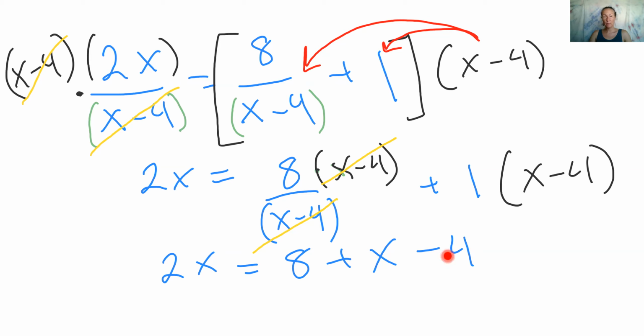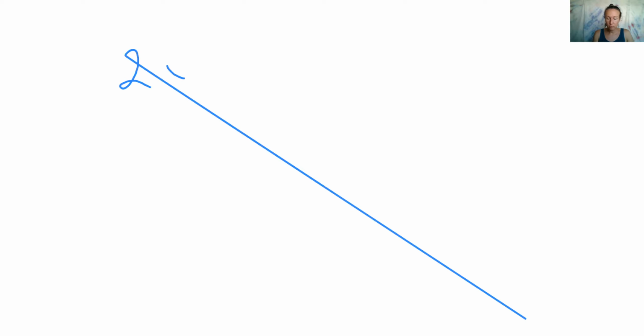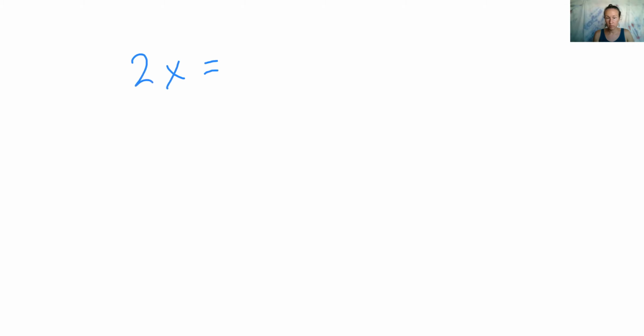So let's go to a new whiteboard. What we've got now is 2x equals 4 plus x. We'll use our properties of equality and subtract an x from both sides. So now we've got that x equals 4.